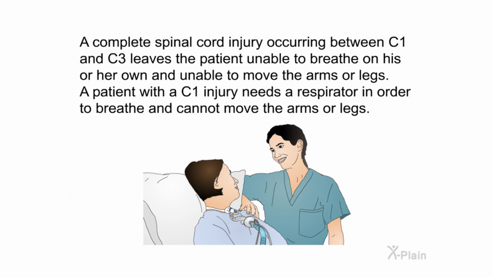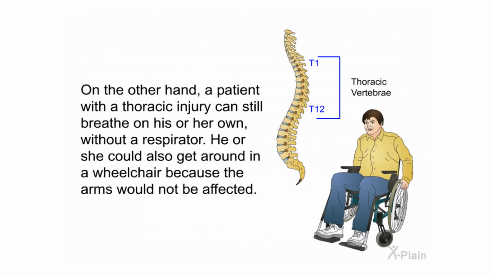A complete spinal cord injury occurring between C1 and C3 leaves the patient unable to breathe on his or her own and unable to move the arms or legs. A patient with a C1 injury needs a respirator in order to breathe and cannot move the arms or legs. On the other hand, a patient with a thoracic injury can still breathe on his or her own without a respirator. He or she could also get around in a wheelchair because the arms would not be affected.